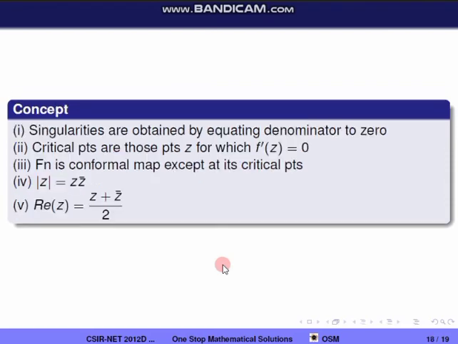We look into the concepts used. Singularities are obtained by equating the denominator to 0. Critical points are those points z for which f'(z) is equal to 0. A function is a conformal map except at its critical points. |z|² is equal to z times z bar. The real part of z is equal to (z plus z bar)/2. So now we'll move on to the question.